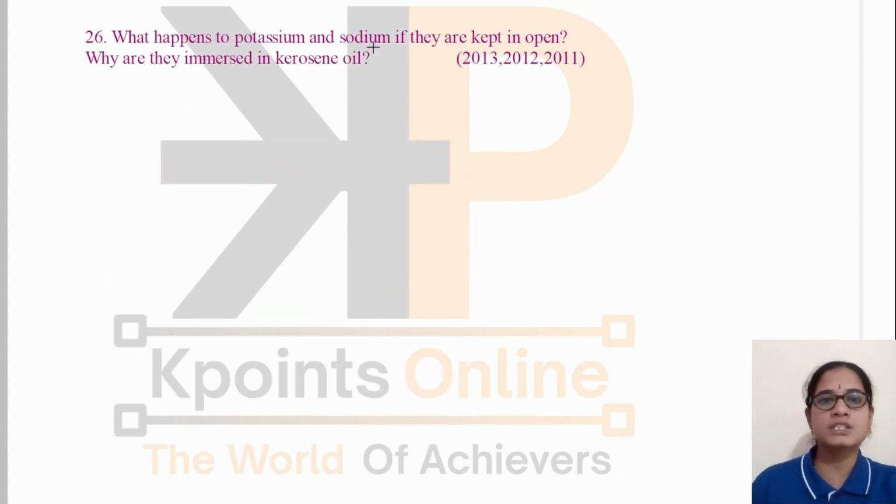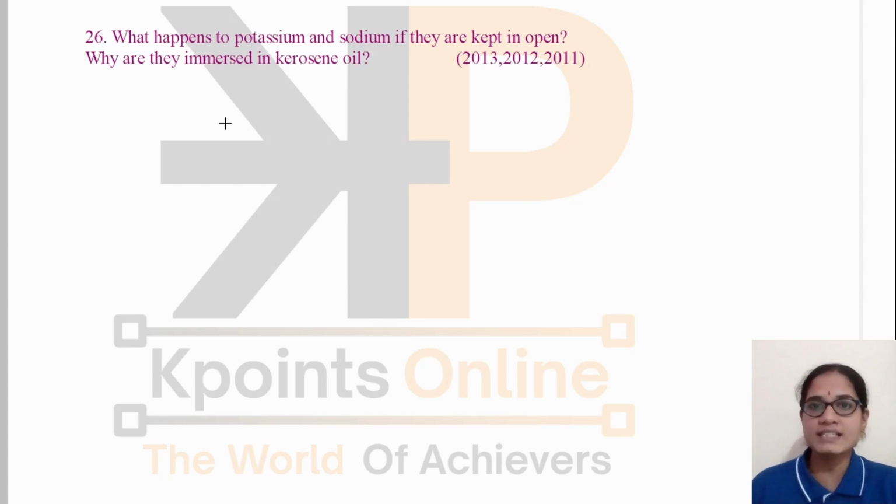Next, what happens to sodium and potassium if they are kept in open? Why are they immersed in kerosene oil? Yes, what happens when sodium and potassium are kept exposed to air? It will react with the air moisture that is present in the environment to form hydroxides with the liberation of large amount of heat, as this reaction is highly exothermic.